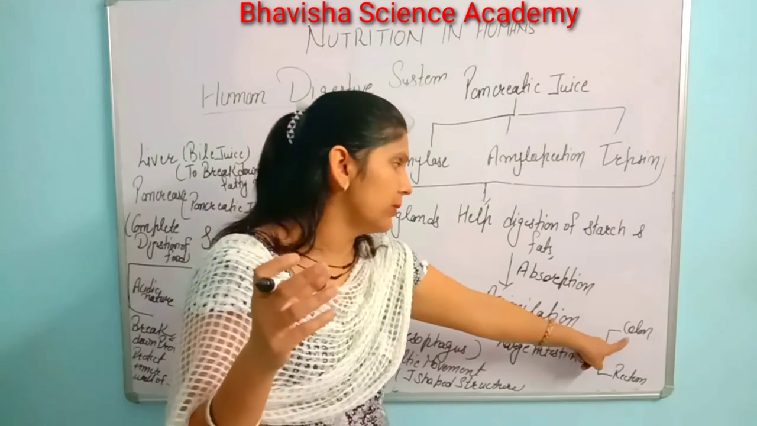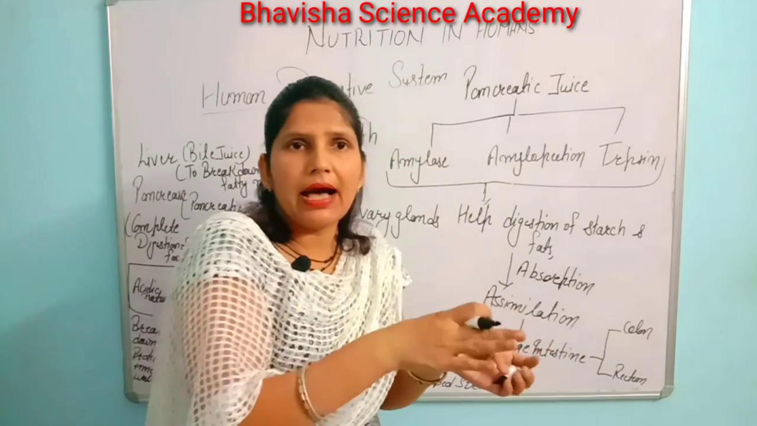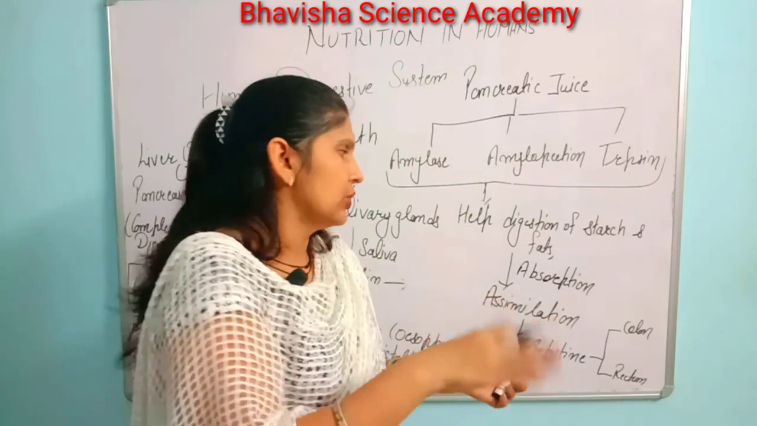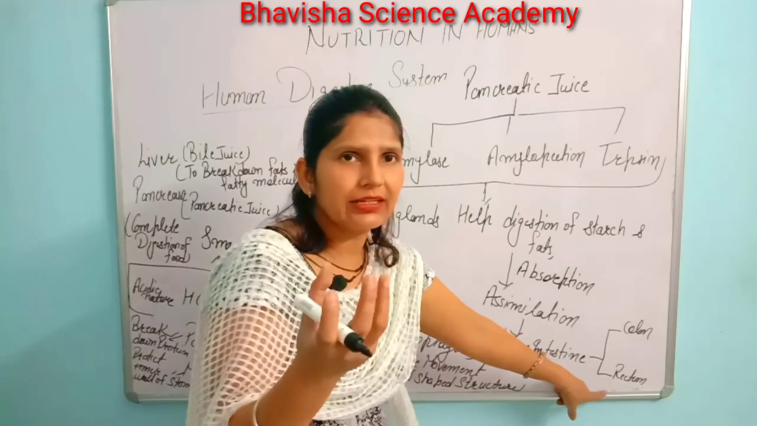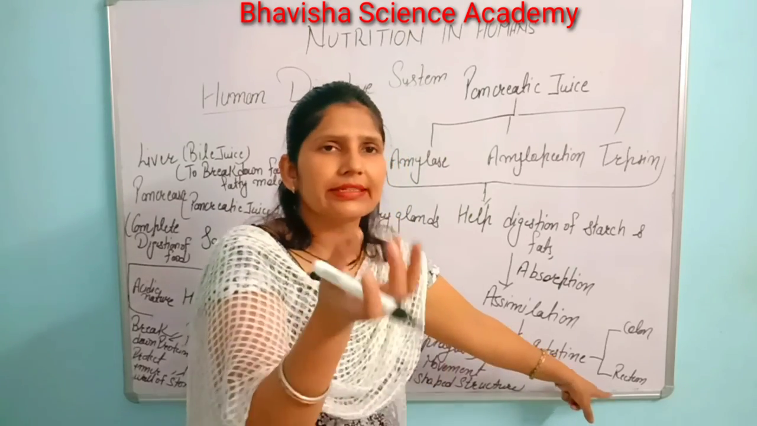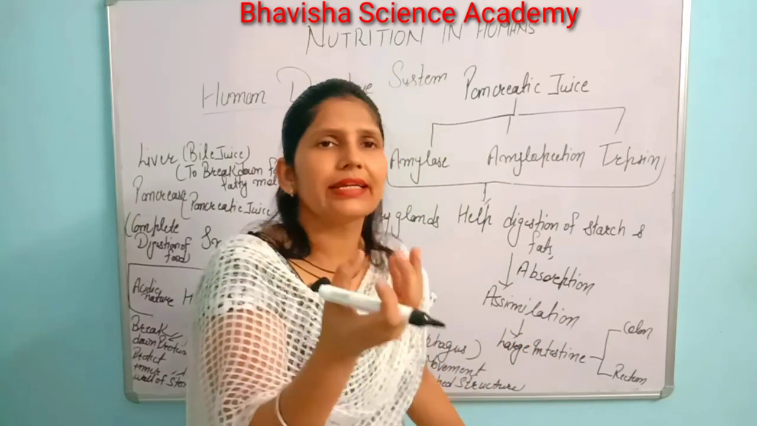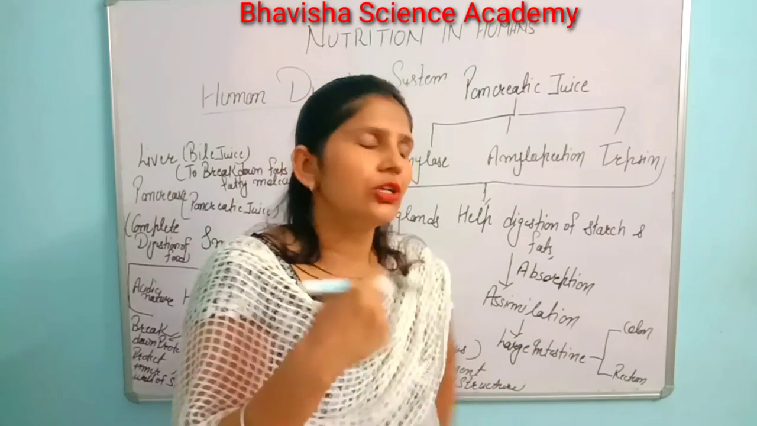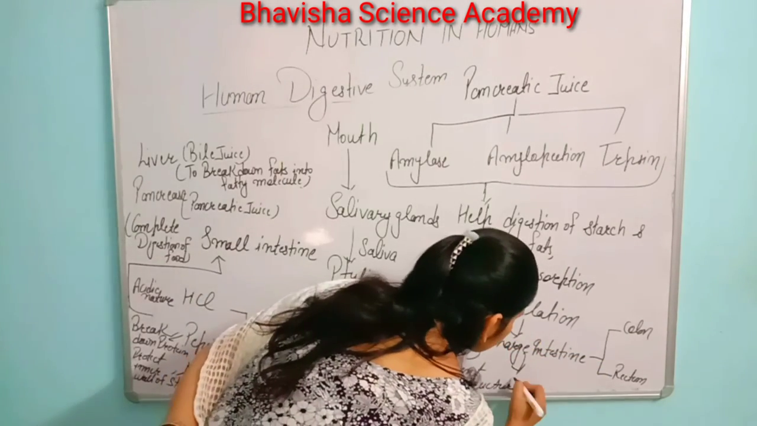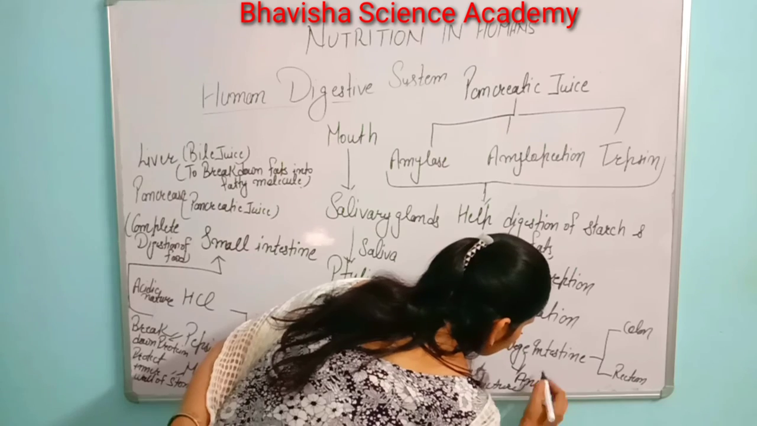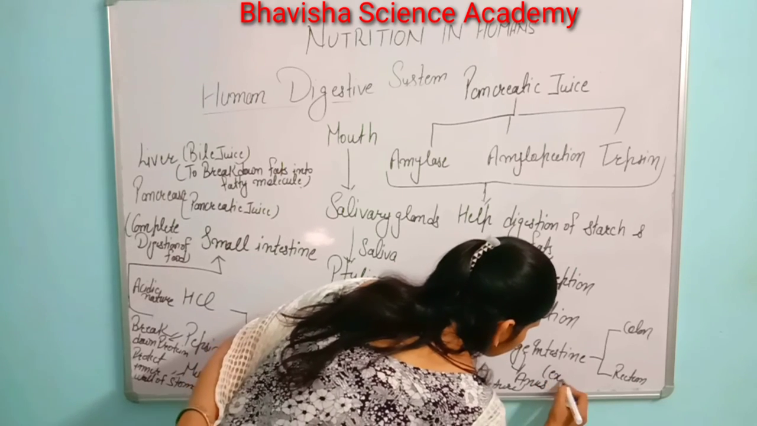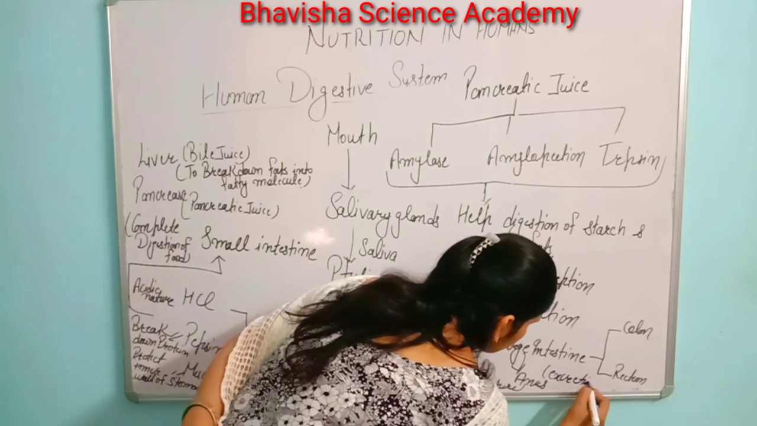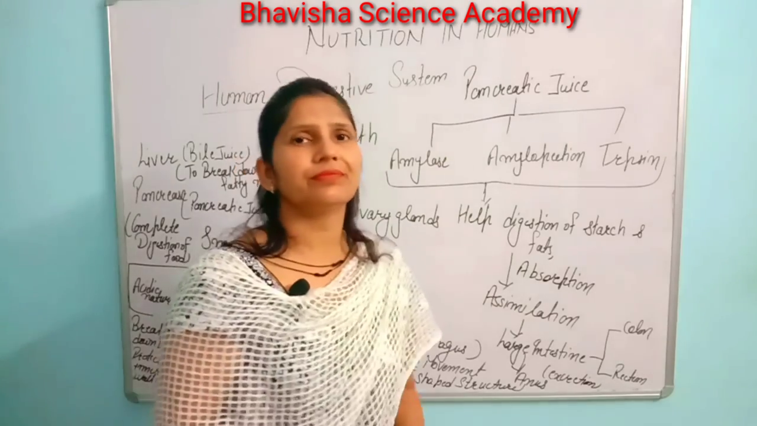Colon is a coiled tube-like structure that passes undigested food to the rectum. Rectum is a bag-like structure that temporarily stores the undigested food and passes it to the anus. That is known as excretion.